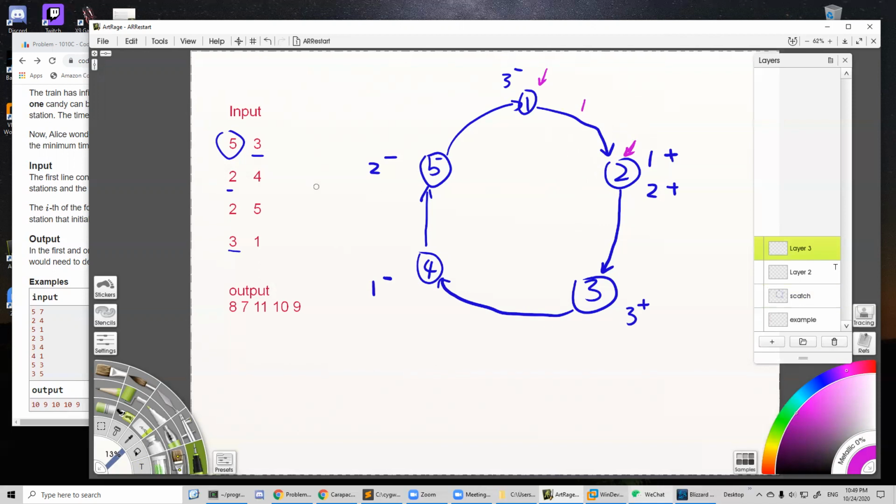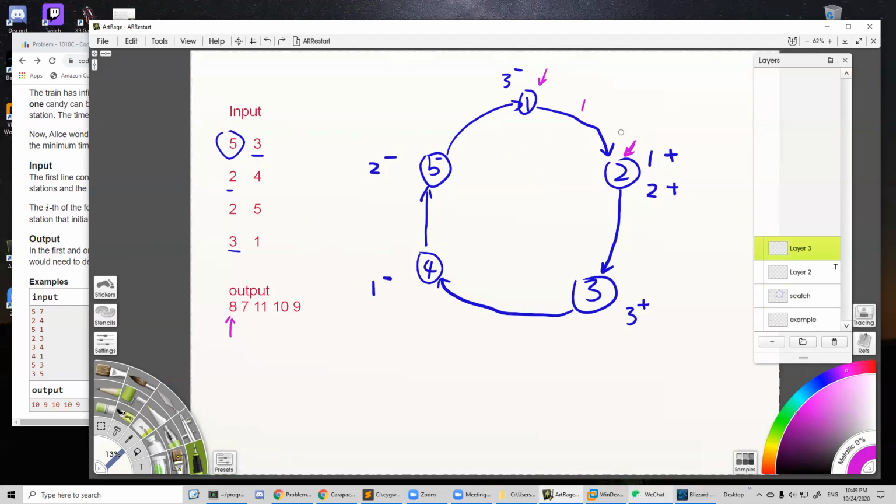Let's take the example here. The first output is the shortest distance the train needs to cover if the train starts from the first station, and the second output is the minimal cost starting from the second station. So let's take the first station as an example.